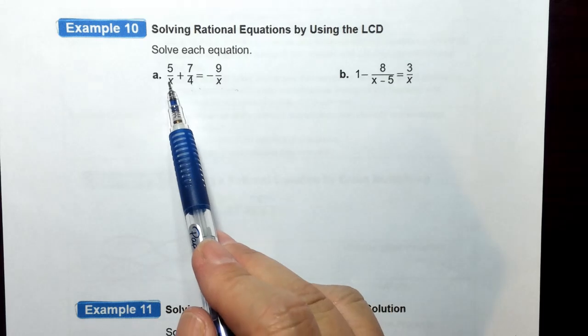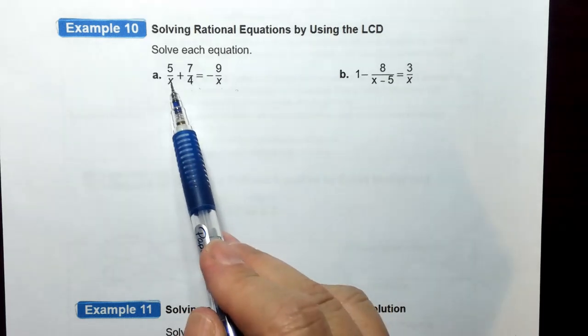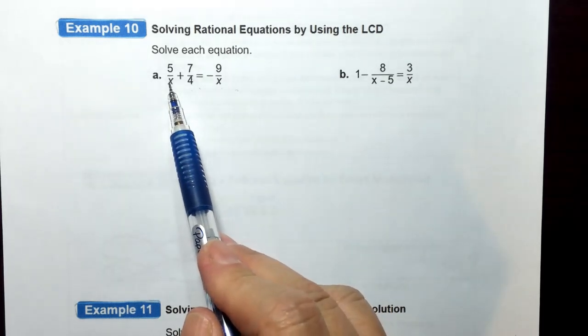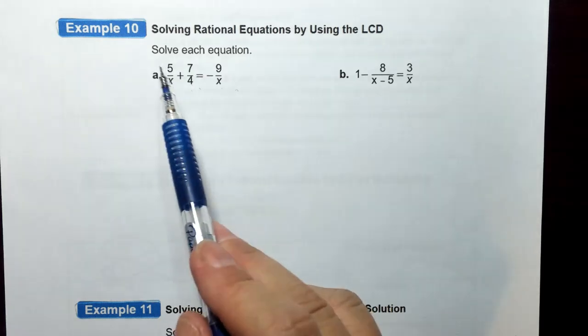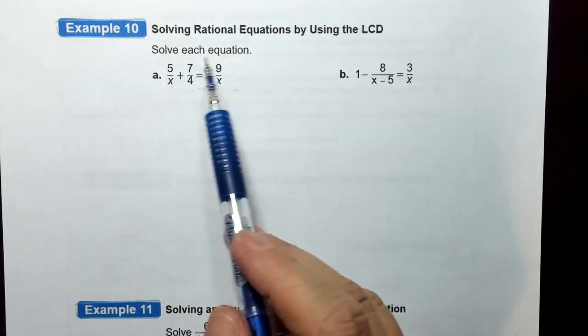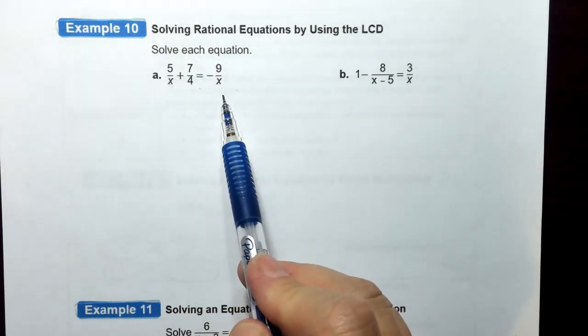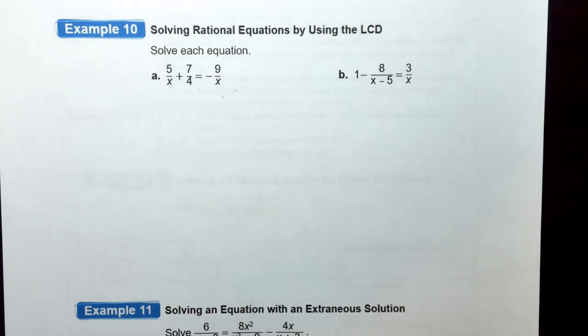So we're going to multiply. This is going to be a little strange, but I will explain why we're doing it. We're going to multiply this side by 4x, and then we're going to multiply this side by 4x.